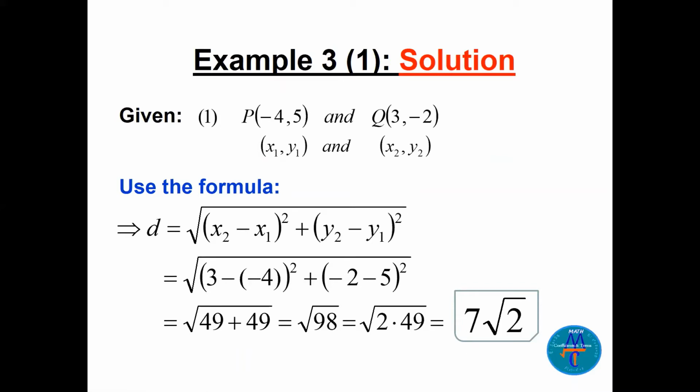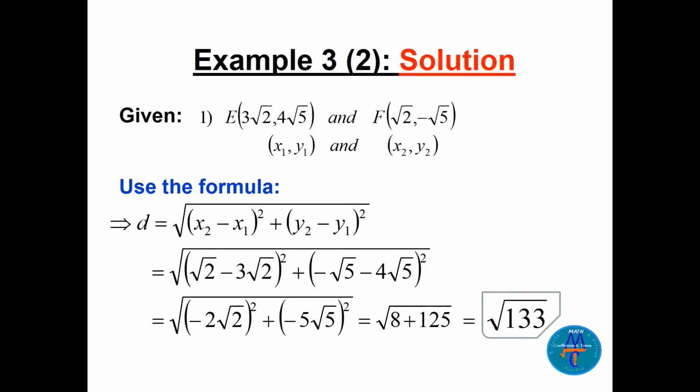Let's try now. The answer you should get is square root of 133. I hope you get that answer. Let's see all together. So this is point E, this is point F. Let's call the first one x1, y1 and the second one x2, y2. Just apply the formula. So x2, square root of 2, minus the first one, squared. Remember squared. y2, minus square root of 5 minus 4 square root of 5.